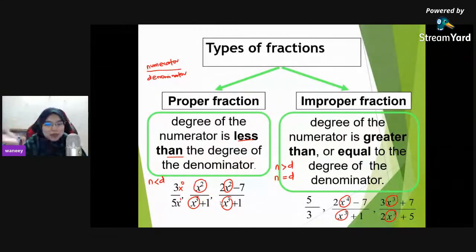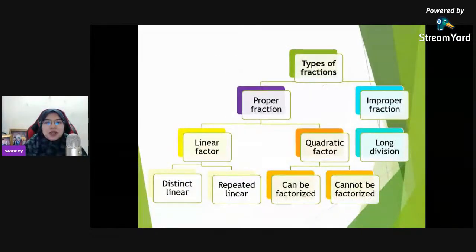Why do we need to learn about proper and improper fraction? The way we solve them is slightly different. We only do partial fraction when we have a proper fraction. If you have an improper fraction, you have to do long division first. We need to change it into a proper fraction before we can do partial fraction. So we have two types of fraction, proper and improper. If we have an improper fraction, we do long division first because we want to change it into proper. Only if we have a proper fraction can we do partial fraction.